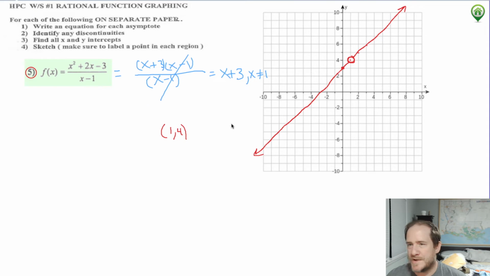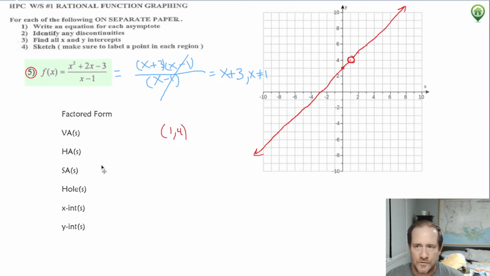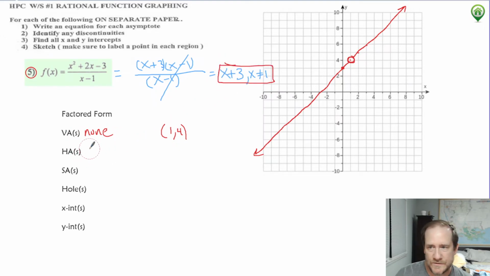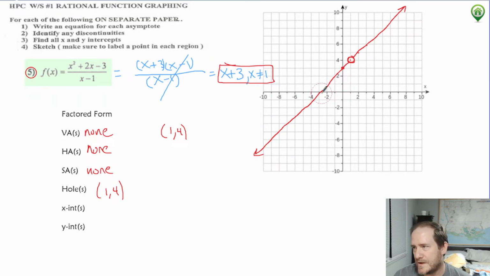So should you still be answering all these questions here? Of course you should. Definitely got to give me that factored form. But for vertical asymptotes, it's none, because the whole rational function just degraded down to a linear function. So there's no vertical asymptotes, no horizontal, no slant even. There is a hole. We said it was at (1, 4). For x-intercepts, we're passing through the x-axis. If you just drew this well enough, then you can see it's negative 3.